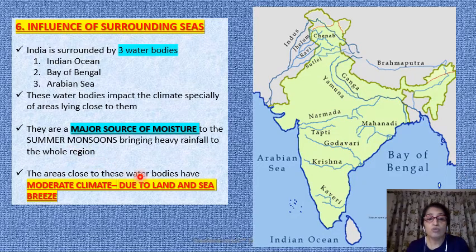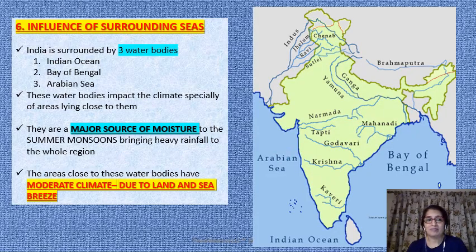They are a major source of moisture to the summer monsoons, bringing heavy rainfall to the whole region. The areas close to these water bodies have a moderate climate, equable climate, right? We said that, equable, moderate climate. Why? I just explained to you in the beginning of the slides, sea breeze and land breeze. They maintain the climate of that area. During the day, the land is hot, sea breeze. In the evening, the sea becomes cooler more slowly, land breeze. That keeps the temperature equable, not very hot and not very cold.